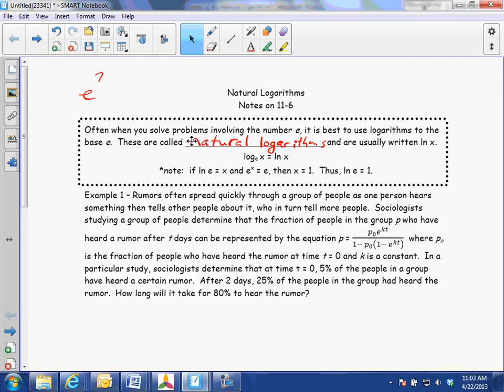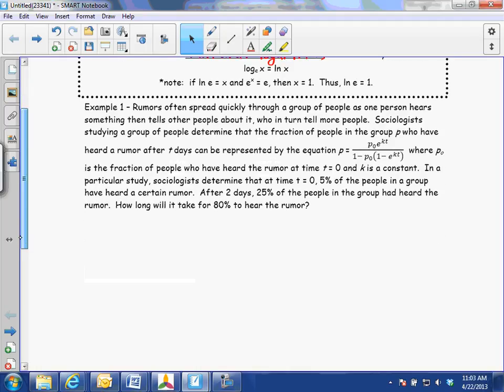in calculus and in other things. They call it a natural logarithm because E is like a naturally occurring number. Remember, if we took 1 over 1, plus 1 over 1 plus 2, plus 1 over 1 plus 2 plus 3, and we just kept going and adding all those fractions together, we get closer and closer to E. That's why it's called natural, because it's naturally occurring.